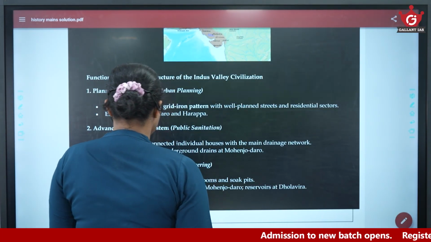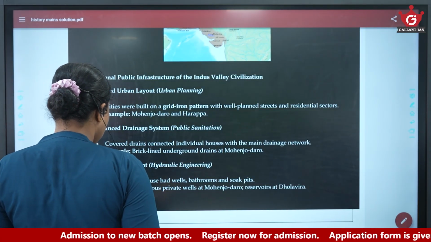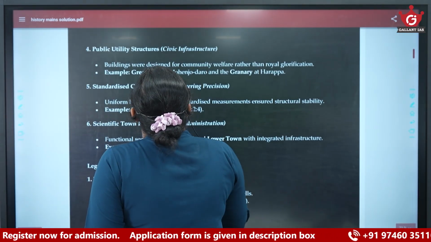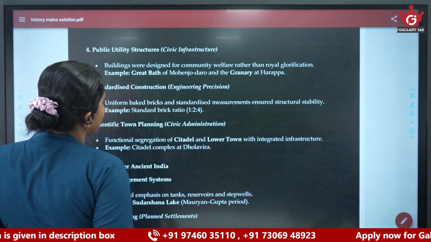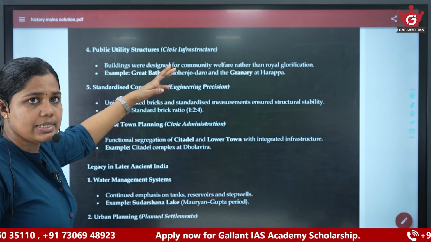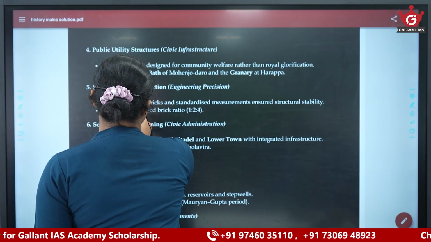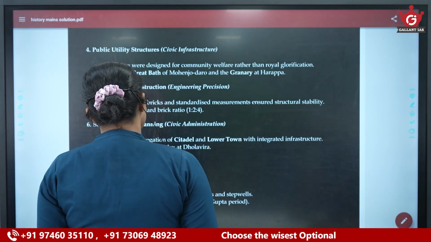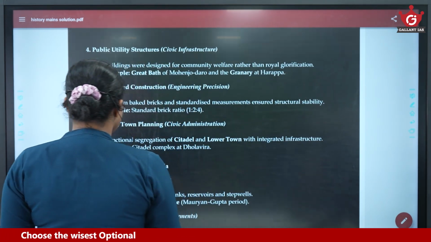Then next is water management, that is the hydraulic engineering component. You can talk about reservoirs at Dholavira. Every house had wells, bathrooms, etc. Next is public utility structures, like civic infrastructure, like the Great Bath of Mohenjo-daro and the Granary of Harappa. You can mention how these buildings were carefully designed. Next is standardized construction. You can mention the standard brick ratio of 1:2:4, and they used uniform baked bricks, standardized measurements.